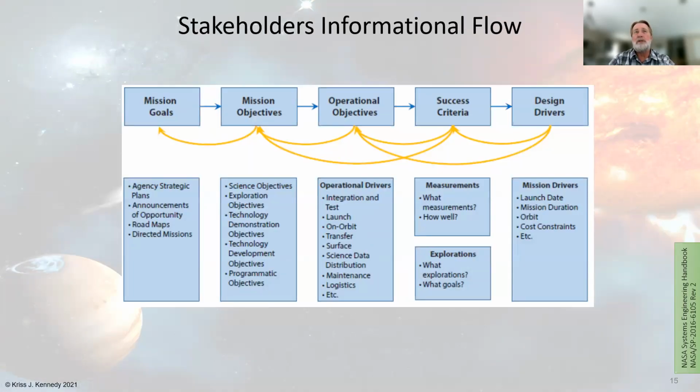So stakeholders have informational flow, and you have it from the standpoint of left to right and right to left. From a mission goals perspective, you have agency strategic plans, announcements of opportunities, technology roadmaps, and directed missions. Then from your mission objectives, you have all of these types of objectives that can be influenced or part of the stakeholders' information. Then you have operational objectives and success criteria, and then design drivers.